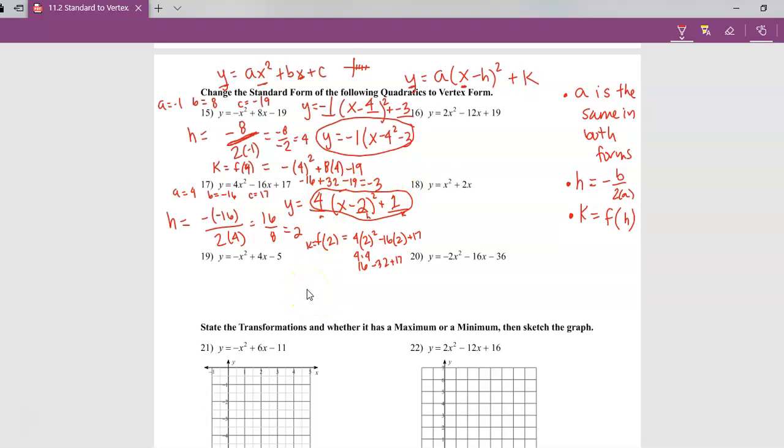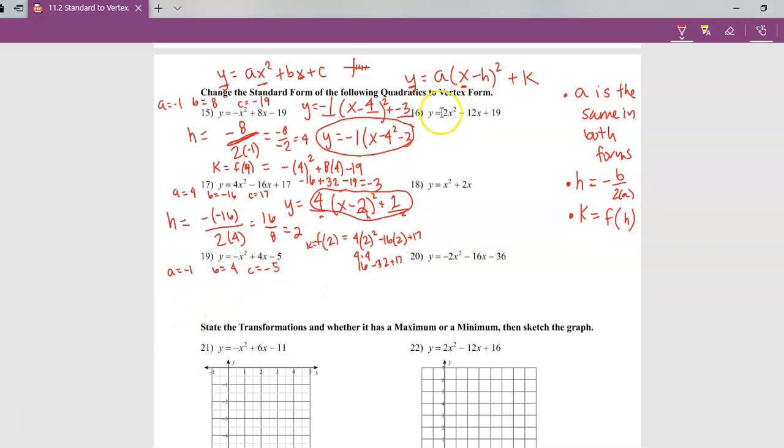We'll do one more. We'll do number 19. I'm looking at the other ones over here. They all look pretty straightforward. On number 18, we are missing our constant term, so that just means c would be equal to 0, but you can do it exactly the same way. Okay, so on number 19, a is equal to negative 1 again, b is equal to 4, and c equals negative 5.